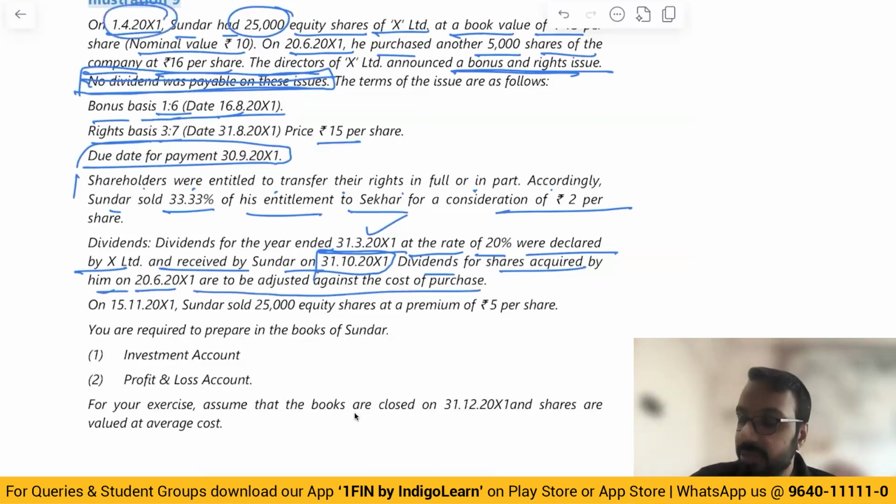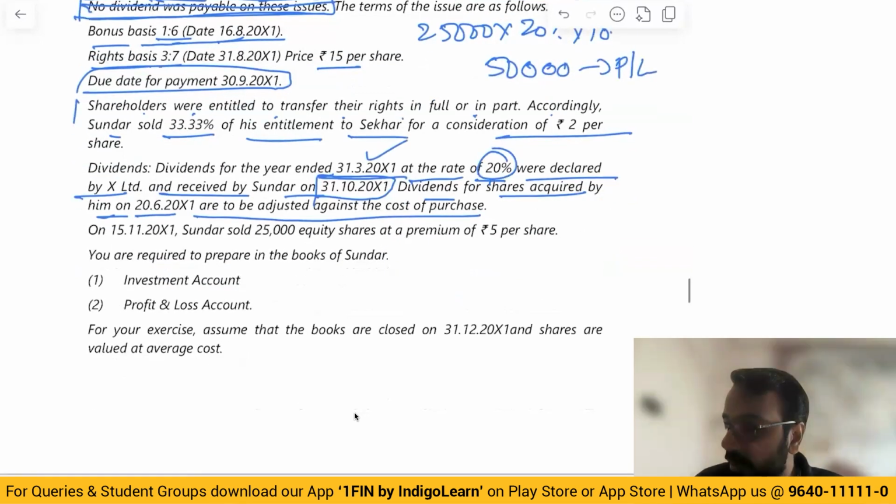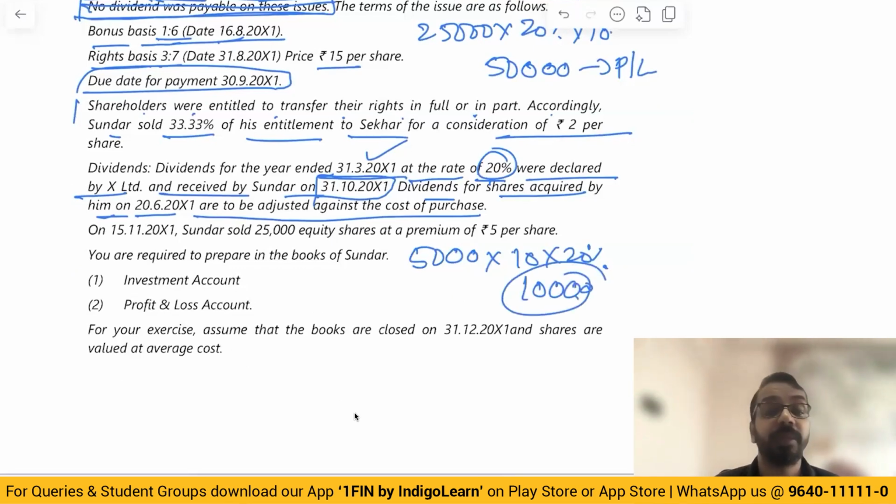One, you have the opening balance. This dividend, whatever you get, how much is that? 20%. So 25,000 into 20% into 10, this 50,000 will be directly taken to P&L, no problem. Then we purchased 5,000 shares at 16 on 20th of June. They announce dividend at 20%. So what is the dividend there? Dividend there is 5,000 shares into 10 into 20%. This is 10,000. This is considered to be pre-acquisition dividend.